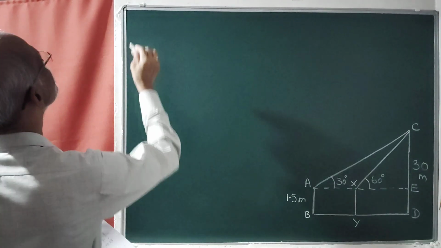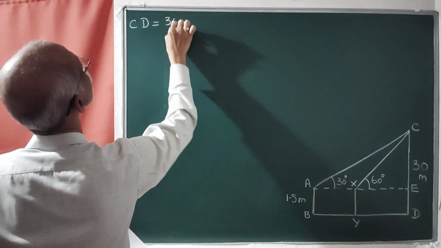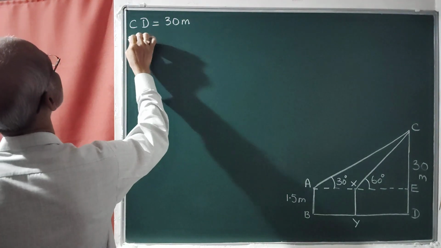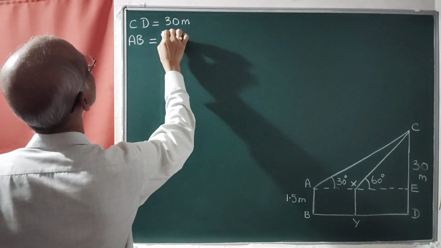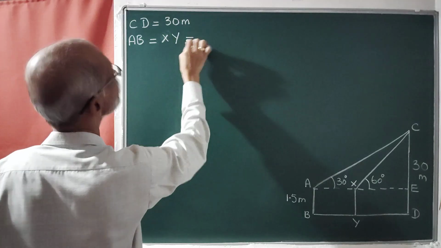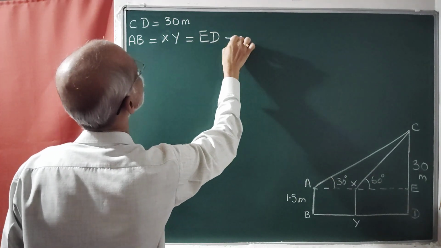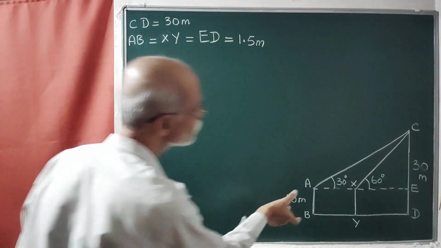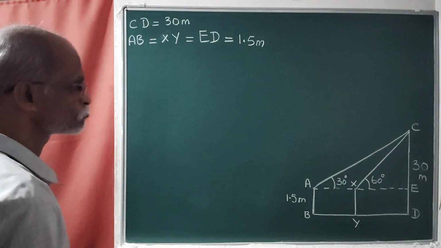Now CD is equal to 30 meters. That is the building's height. AB is equal to XY, that's equal to ED, is equal to 1.5 meters. You can see here AB is equal to XY equal to ED is 1.5 meters.